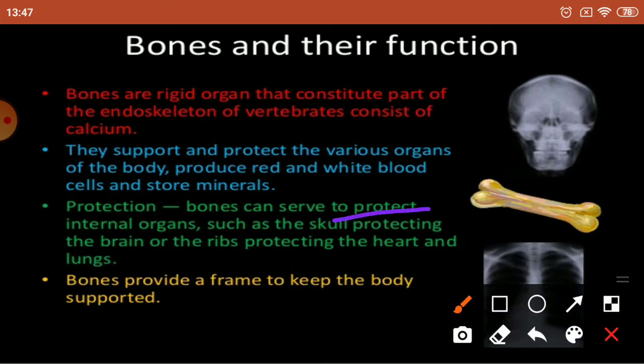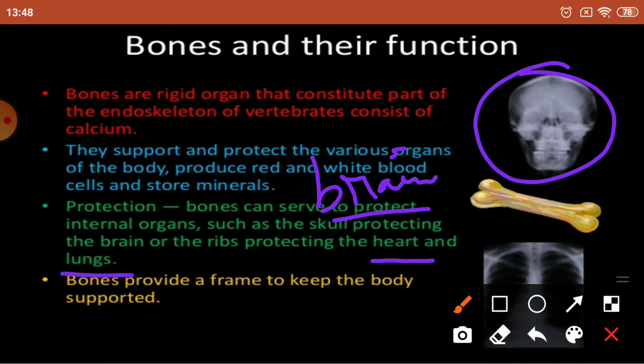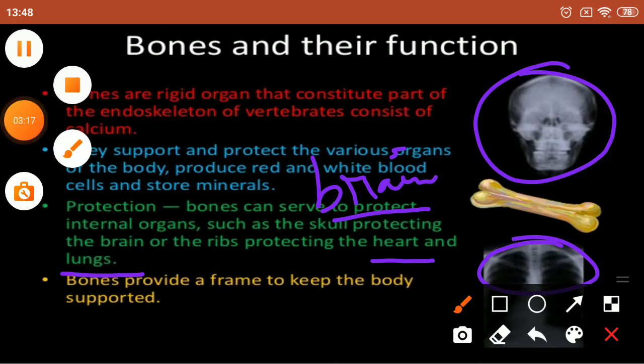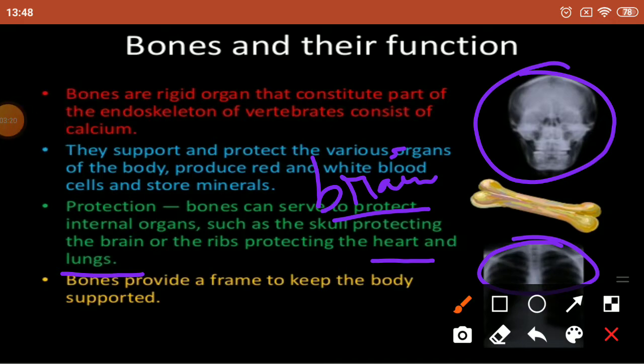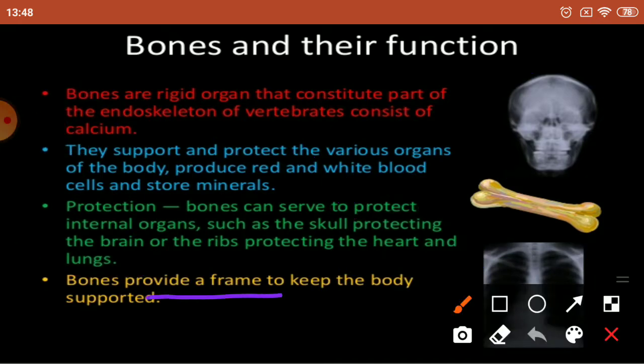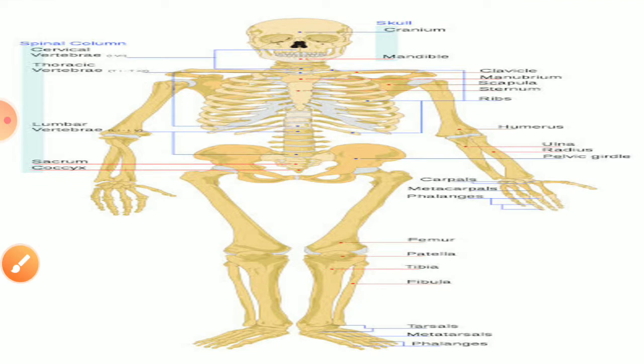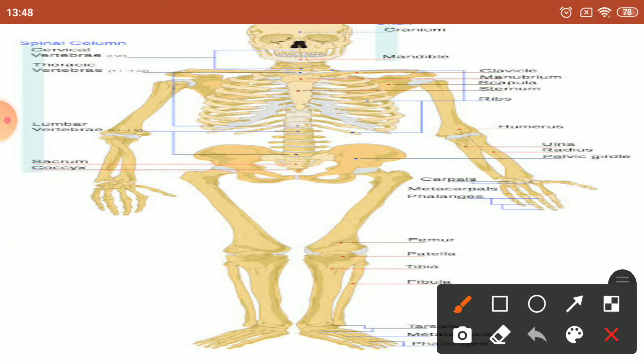To which body parts is it giving protection? It is giving protection to the entire body. But especially, important organs like our brain are protected by the skull. Heart and lungs are protected by the rib cage. Like that, every internal vital organ is protected by some part of our skeletal system. Along with that, as you all know, bone gives a framework which supports our body. Bones together in our body form a skeletal system.